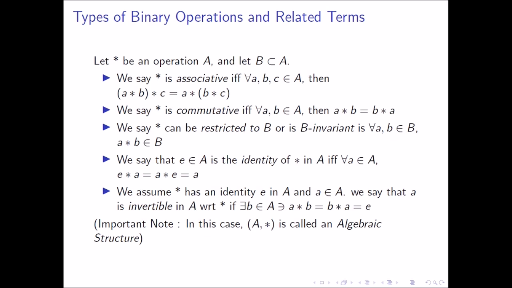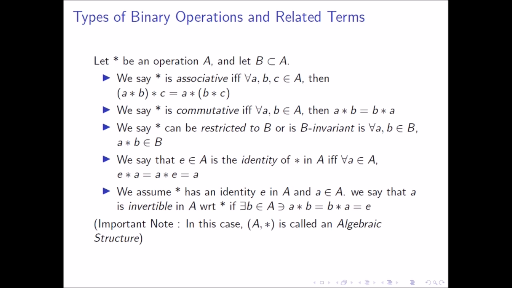We can say star can be restricted to the subset B, or is B invariant, if for all A, B belonging to B, A star B belongs to B. We say that E belonging to A is the identity of star in A if and only if for all A belonging to A, E star A is equal to A star E is equal to A.